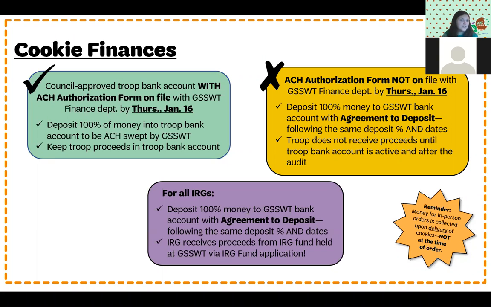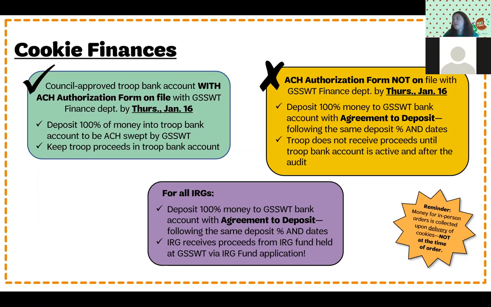However, we understand that we do have new troops, or sometimes troops will have issues with their bank accounts or their money managers. So a troop without a council-approved bank account or without an ACH authorization form must then complete an agreement to deposit, which is just an alternative agreement form that says that you'll deposit to a council bank account. It can either be used as a placeholder to get your troop bank account up and running, or it can be used as an alternative to your troop bank account. Either way, the agreement to deposit is an alternative form that we developed so that new troops could also participate in the cookie program without that bank account requirement.